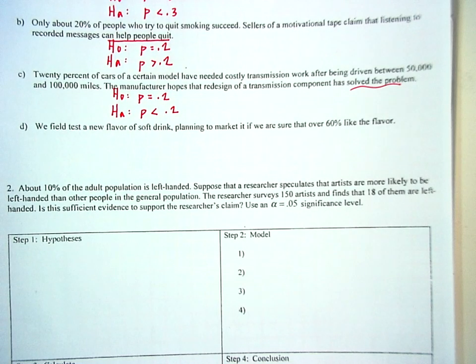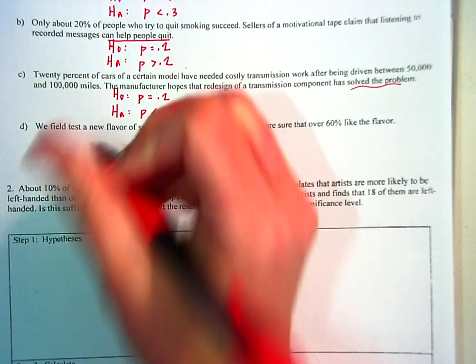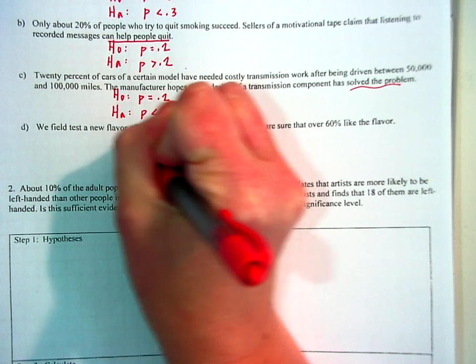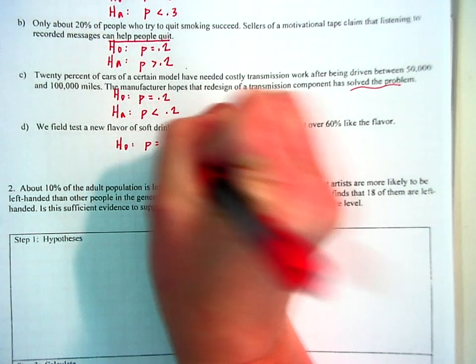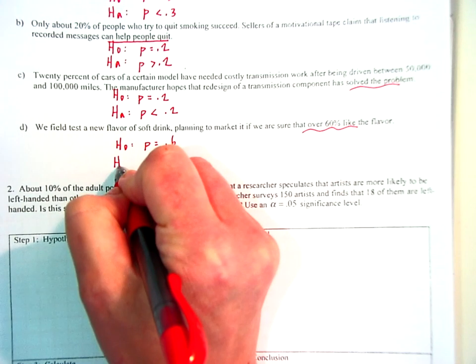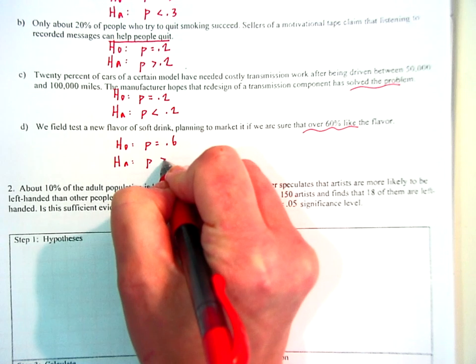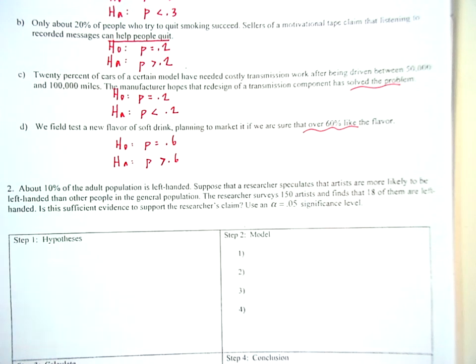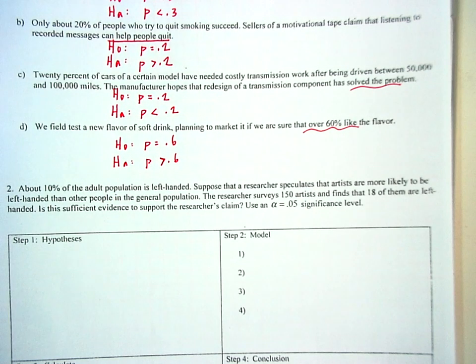Okay, for D, we field test a new flavor of soft drink, planning to market it if we are sure that over 60% like the flavor. So my null hypothesis would be that it's staying fixed at 60%. And then here we want to argue in the alternative that we are increasing, that more than 60% like the flavor. Okay, so first step is just making sure we know how to write our hypotheses. So hopefully we did pretty good on problems A through D.